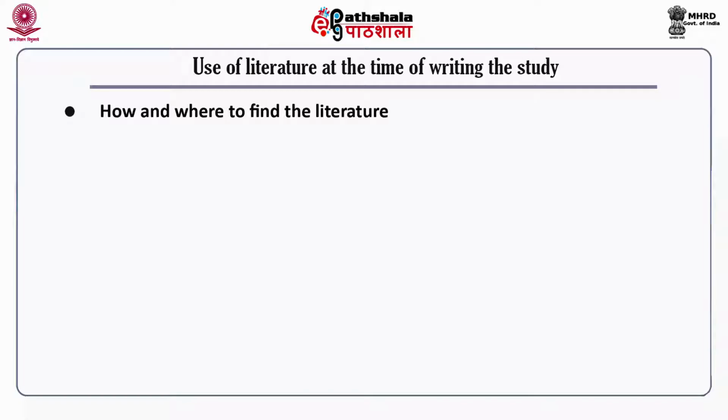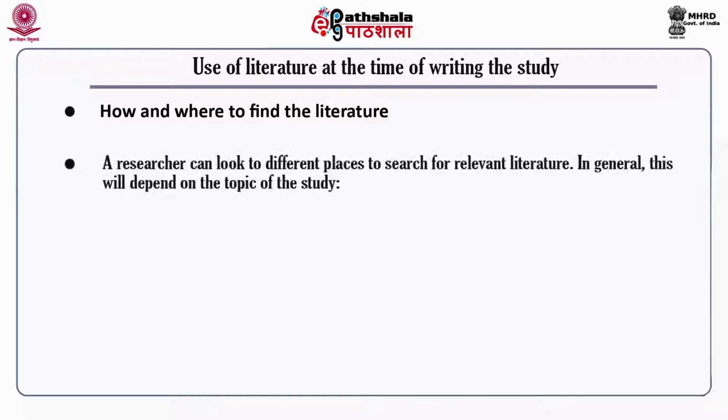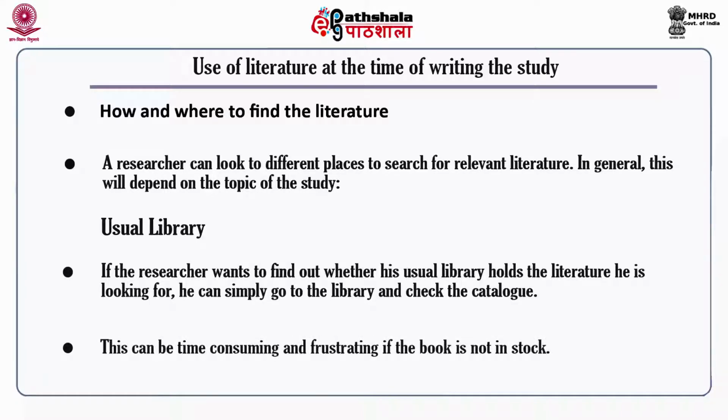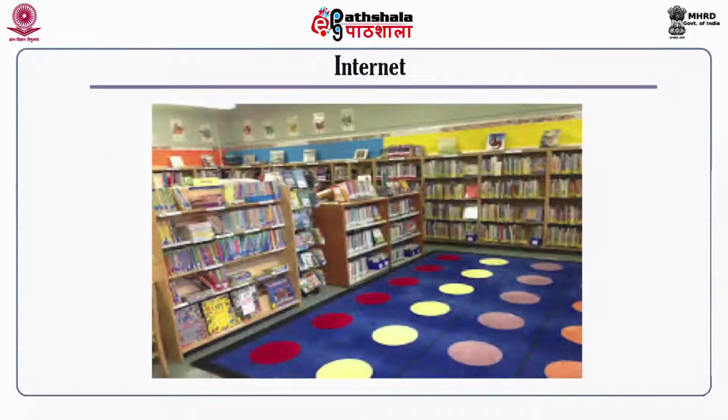How and where to find the literature? A researcher can look to different places to search for relevant literature. In general, this will depend on the topic of their study. Usual library. If the researcher wants to find out whether his usual library holds the literature he is looking for, he can simply go to the library and check the catalog. This can be time consuming and frustrating if the book is not in stock.